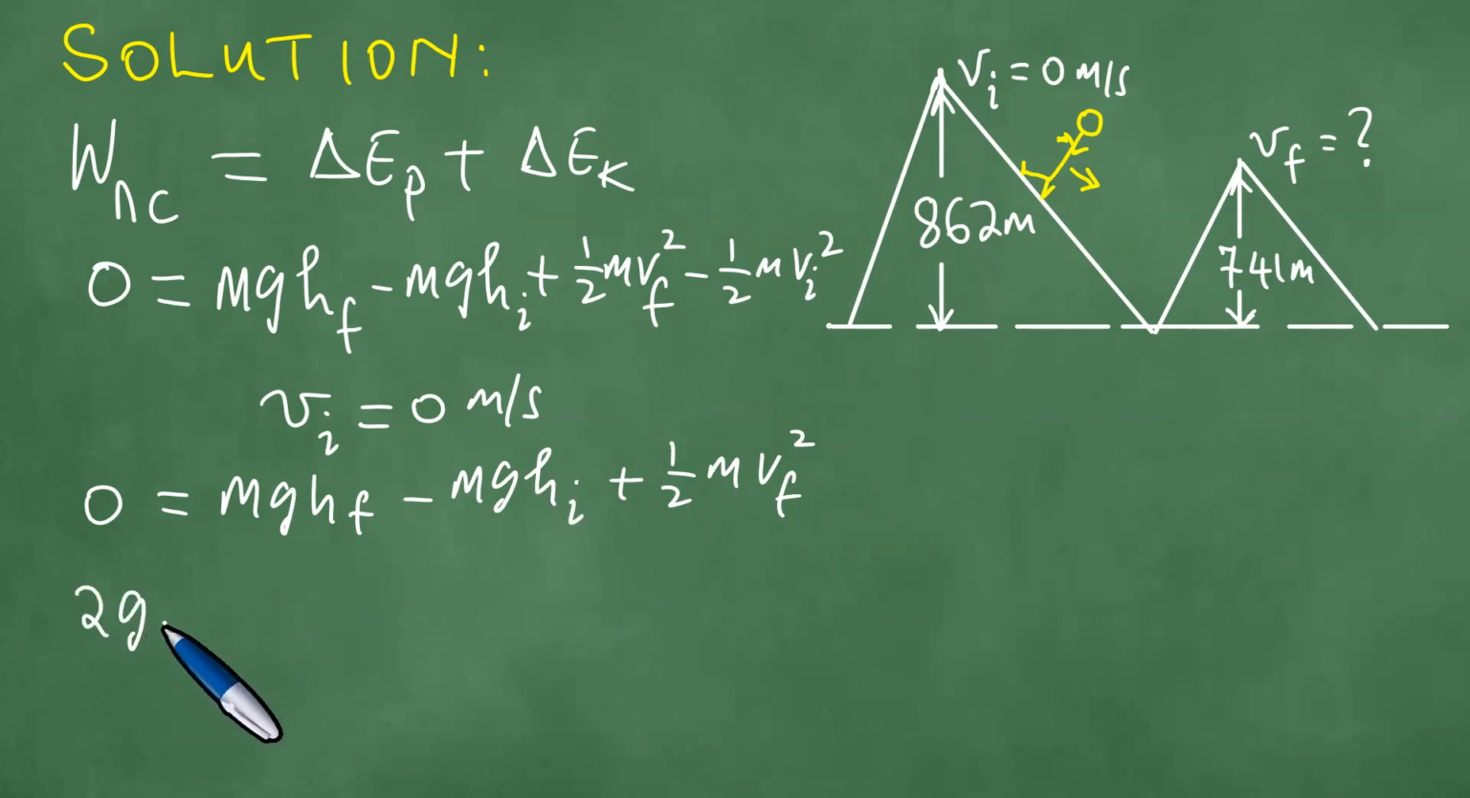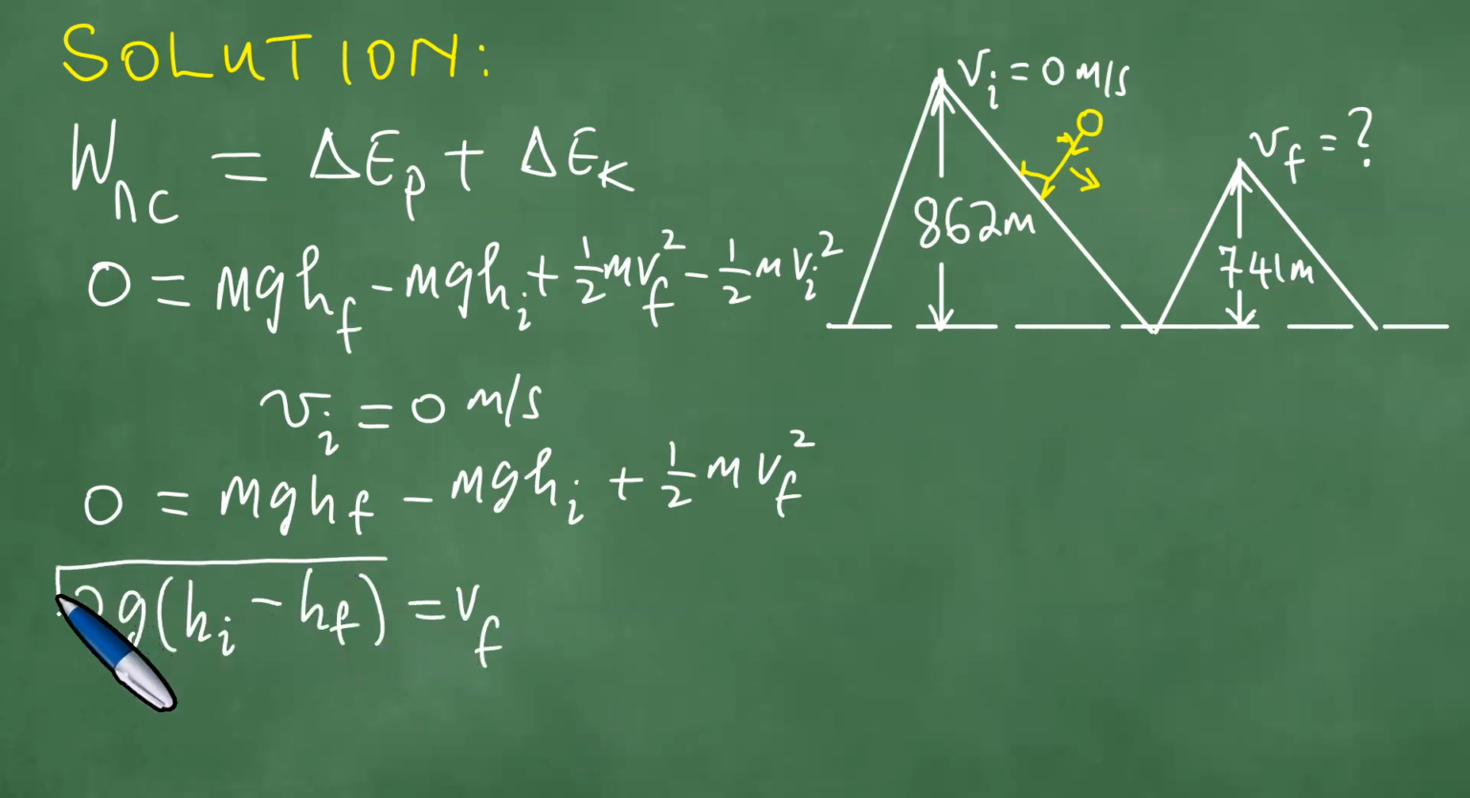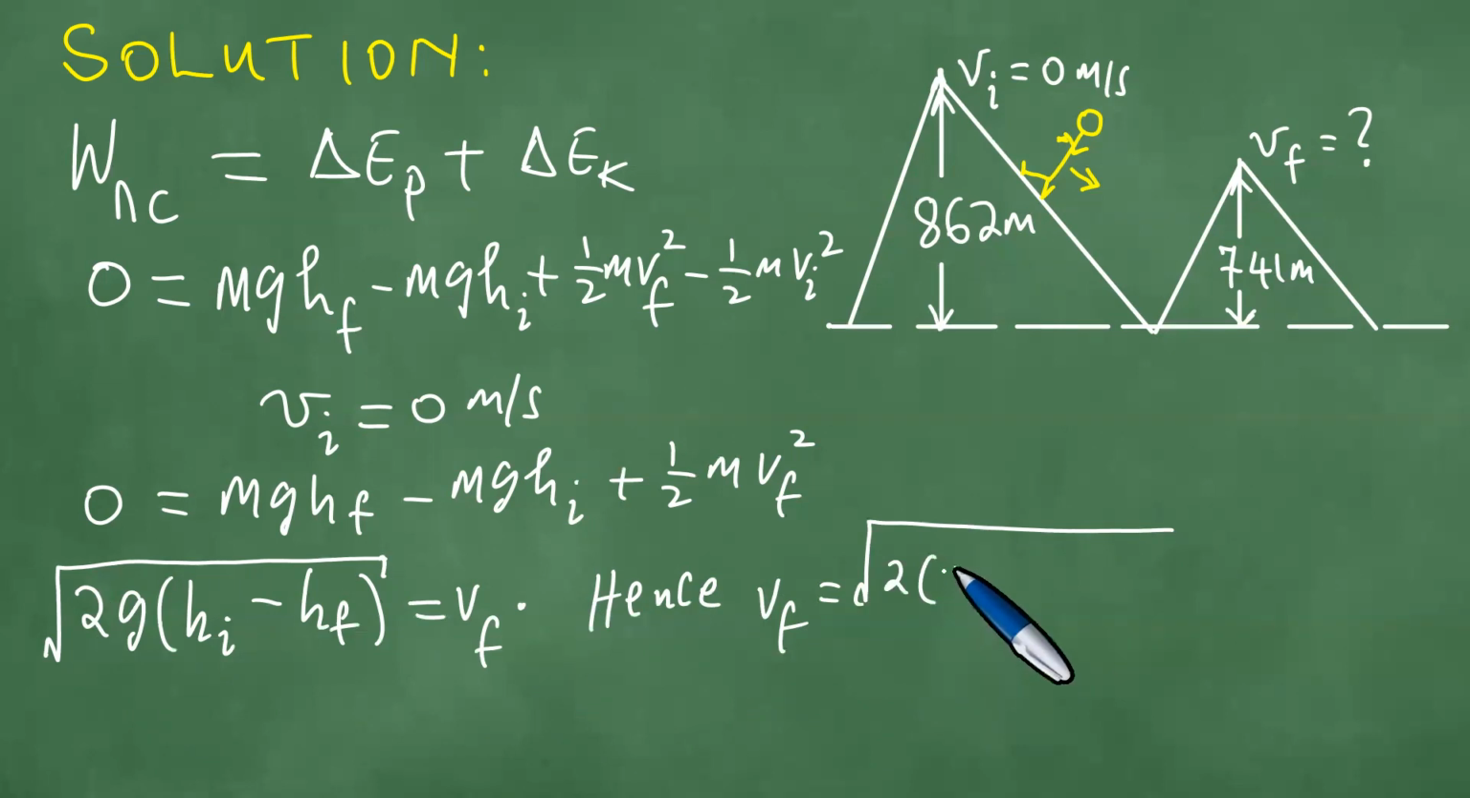So we have 2g into h initial minus h final, like so. And with that said, this is equal to vf squared, and therefore, vf becomes the final velocity. Right, so hence, what do we get? Hence, it means that the final velocity equals the square root of twice into 9.8 meters per second squared.